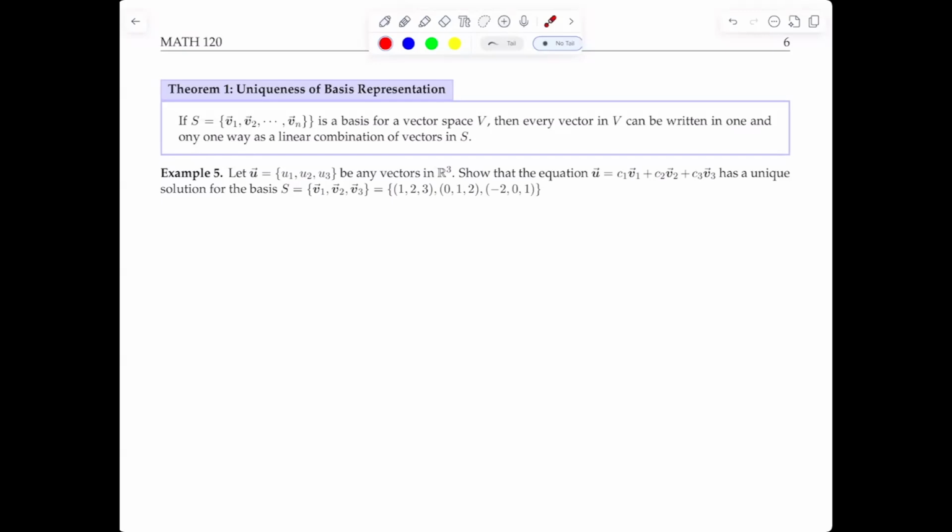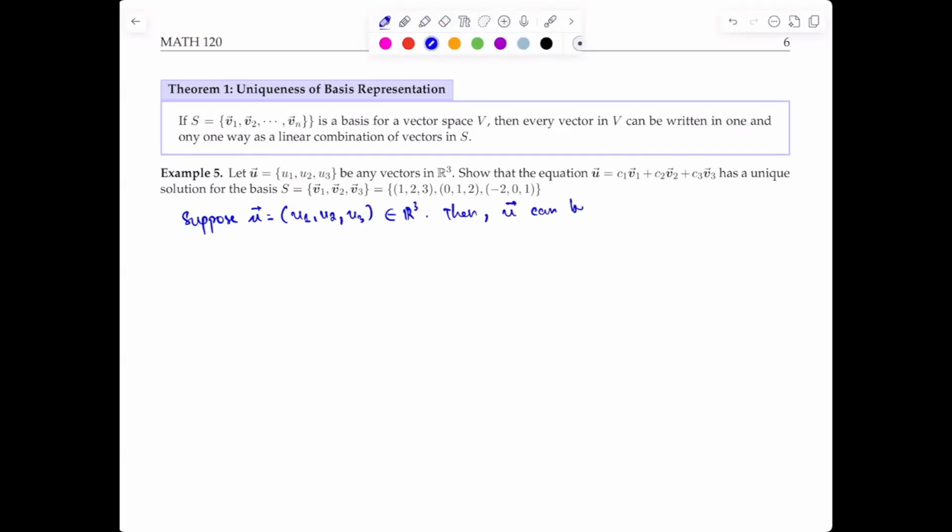And the basis in this case is S equal to (1, 2, 3), (0, 1, 2), and (-1, 0, -2, 0, 1). All right. So suppose u = (u1, u2, u3) is in R3.